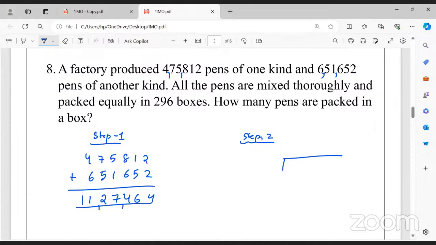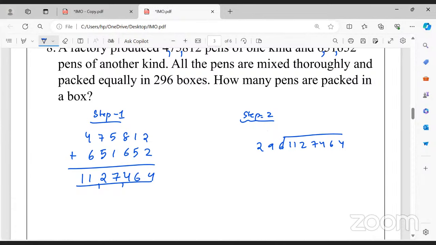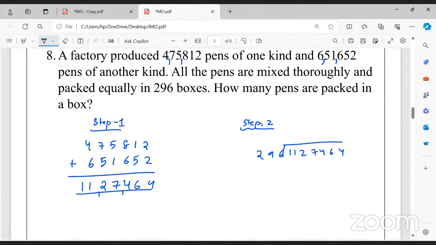I'm going to divide 1,1,2,7,4,6,4 divided by what? We are going to divide it by what? By 296. Very good, Kirot. Can you please do the division for me and tell me the answer?